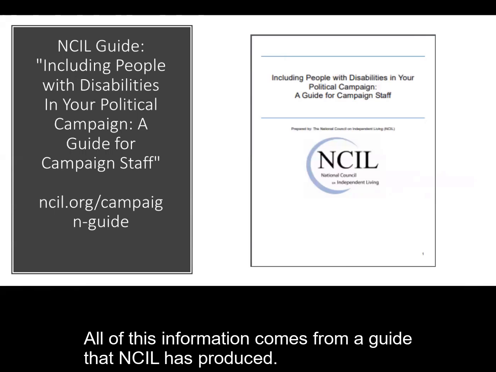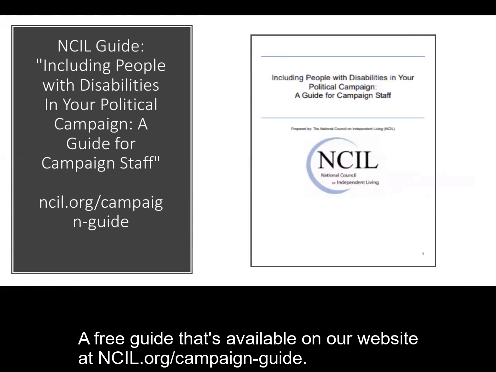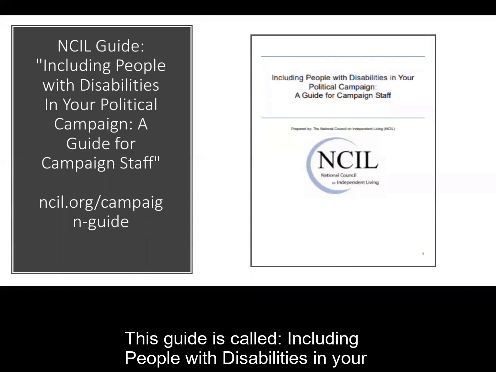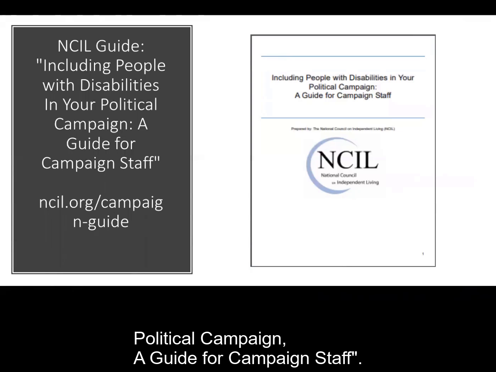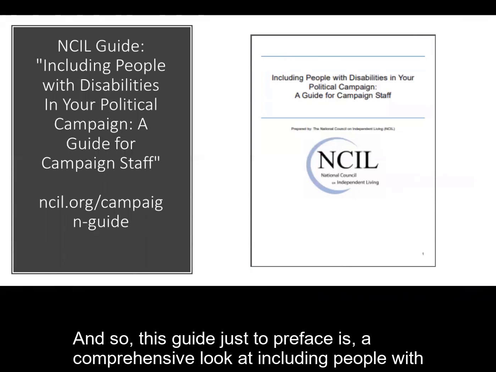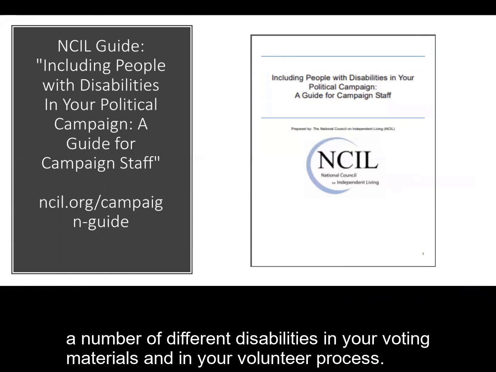All of this information comes from a guide that NCIL has produced, a free guide that's available on our website at ncil.org, ncil.org/campaign-guide. And this guide is called Including People with Disabilities in Your Political Campaign, a guide for campaign staff. And so this guide, just to preface, is a comprehensive look at including people with a number of different disabilities in your voting materials and in your volunteer process.